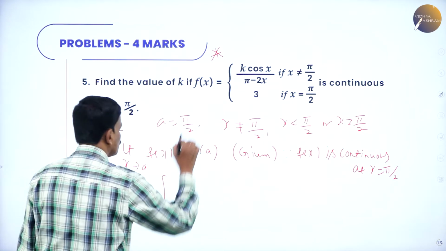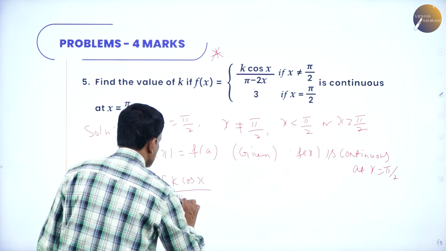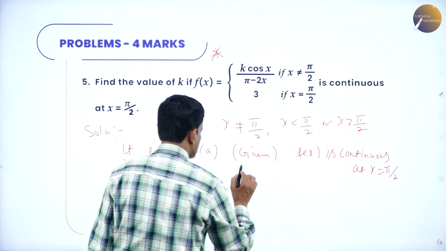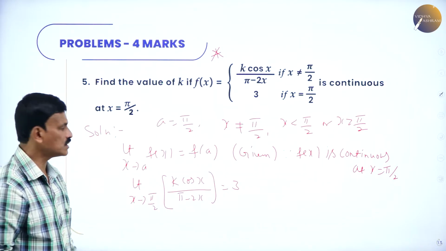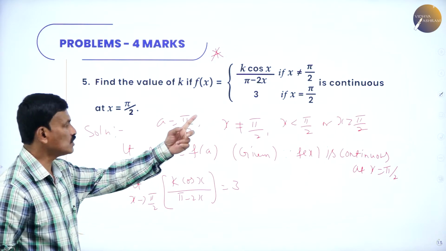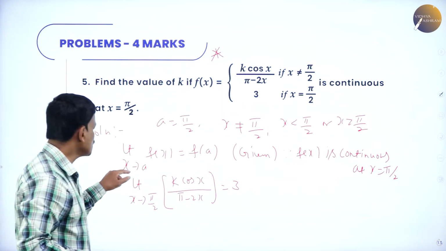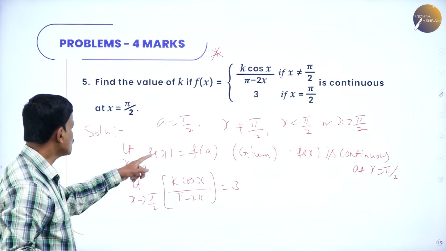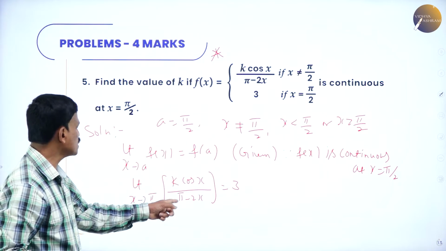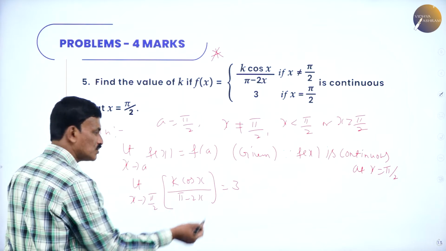Limit x tends to pi by 2 of f of x is k into cos x divided by pi minus 2x is equal to the functional value, which is 3. That's it. Simplify this, you will get the answer. Since f of x is continuous at x is equal to pi by 2, that means limit x tends to a of f of x is equal to f of a. What is a? Pi by 2. So limit x tends to pi by 2 of k into cos x divided by pi minus 2x is equal to 3. Now, simplify this. Let us go to the next page.